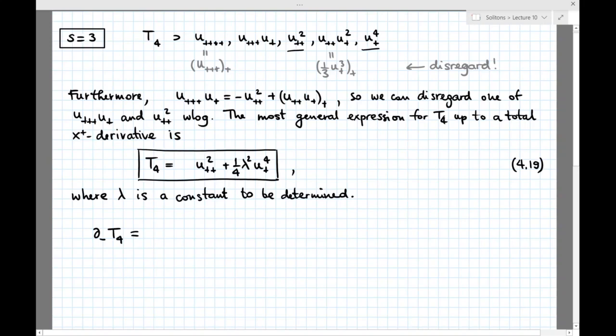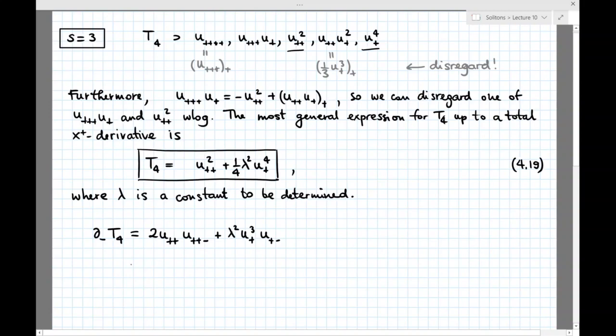And let's see if what we get is x plus derivative of a new density x2. So first of all, from the derivative of the first term, we get 2u plus plus times u plus plus minus. And from the second term, we get plus lambda square. The 4 cancels out from another 4 coming from the derivative. That was the reason for choosing a factor of 1/4 there, times u plus cube times the derivative of u plus with respect to x minus.